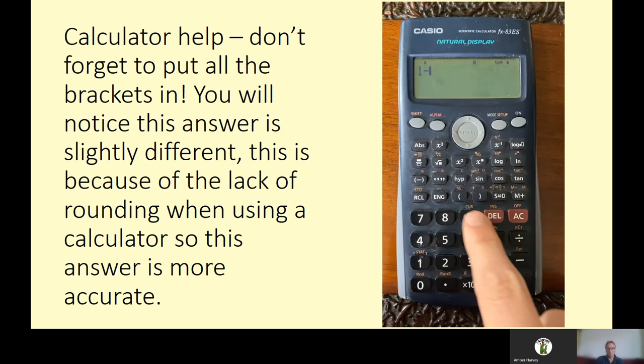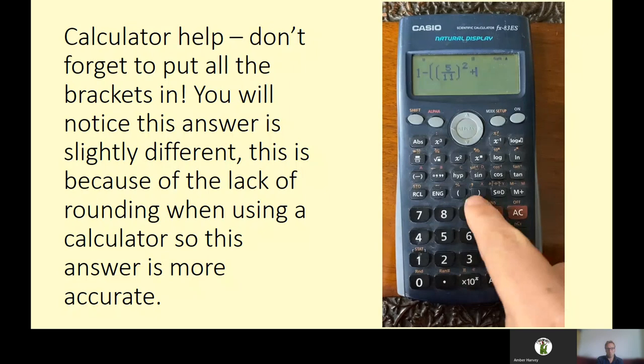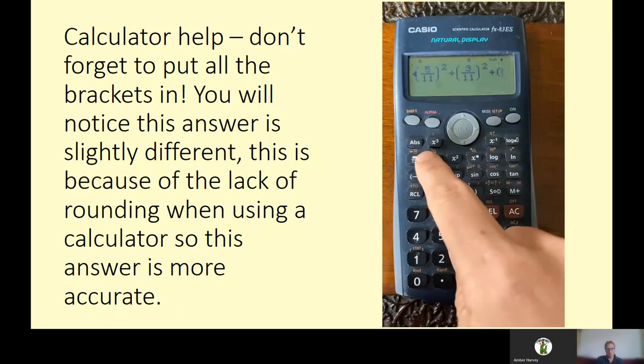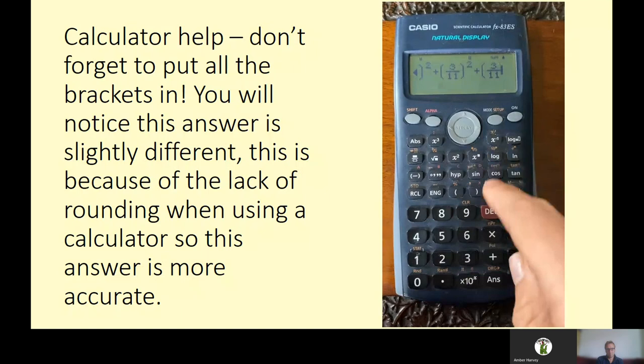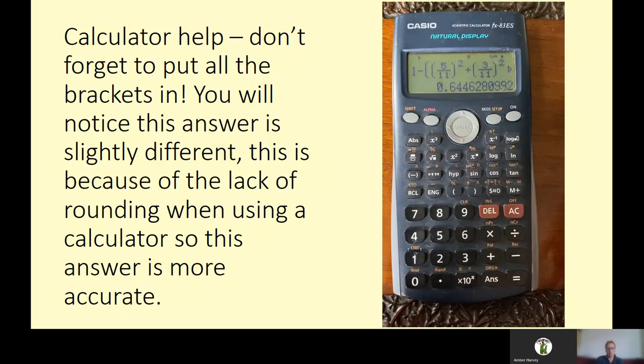So you type in your calculation of two brackets. Then the first is your 5 over 11 squared plus your second, which is 3 over 11 squared. Plus your third, which again is 3 over 11 squared. Finish off with a bracket. That will give you a result, a fraction, which you then convert, and you see you get 0.6446. Sometimes it might be slightly different because of the lack of rounding when you use a calculator. So this is a more accurate answer, in fact. This is a great way to do this without having to go through each of the steps. Hopefully that's really clear.